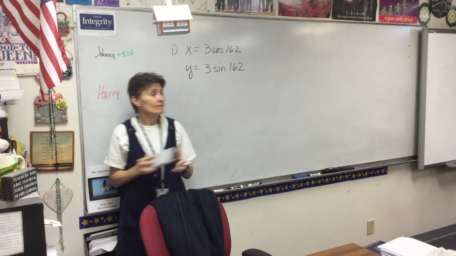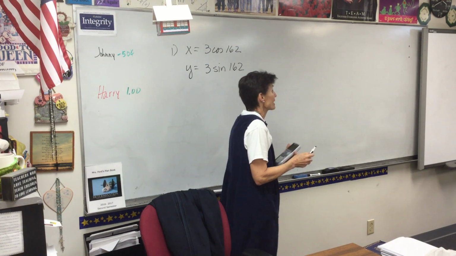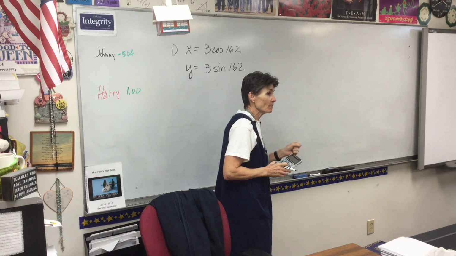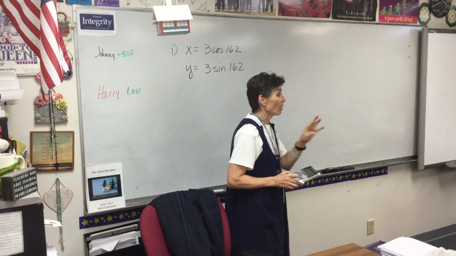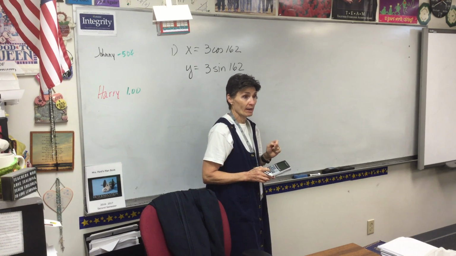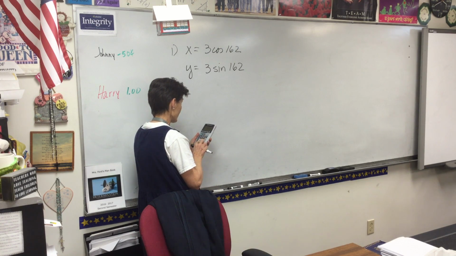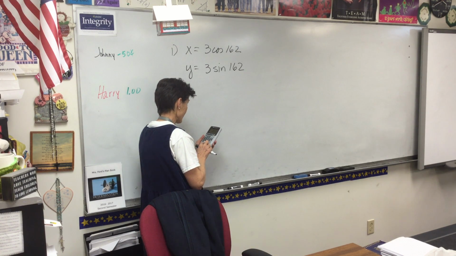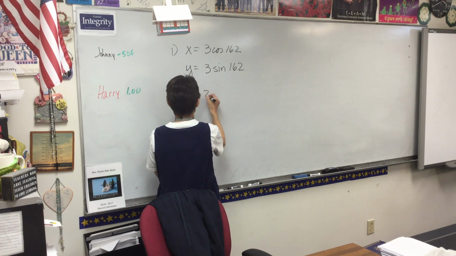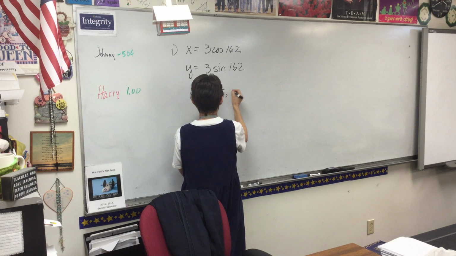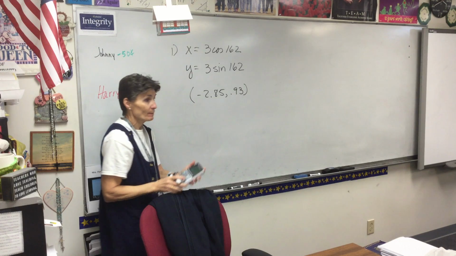Listen to me, if you are confused, rectangular means x and y. So question number 1 is saying find x and y. Question number 4 is saying find x and y. So I just type into my calculator 3 cosine 162 and 3 sine 162. And so my answer is negative 2.85, comma, 0.93. Does that look okay to everybody?